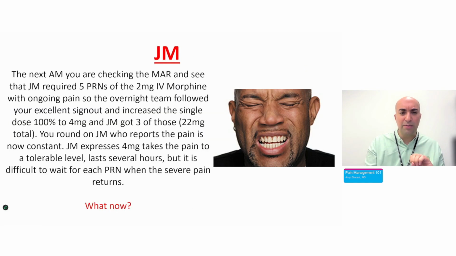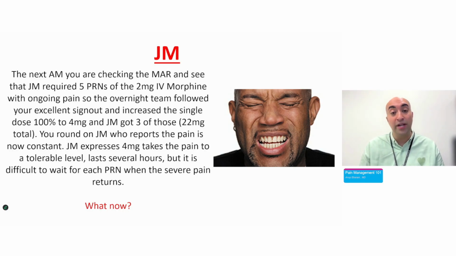So we've talked a little bit about titration. And so let's say it's the next morning now, you're checking in on JM. He got 5 PRNs of those 2 milligrams. And the overnight team, they listened to your sign out. They increased it by 100%, and he got to 4 milligrams, and he got 3 of those. So I'm going to tell you he got 22 milligrams total.